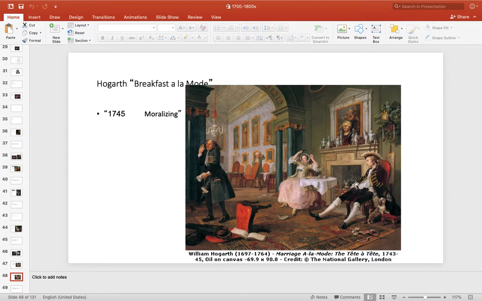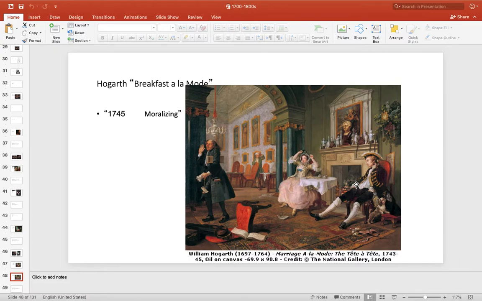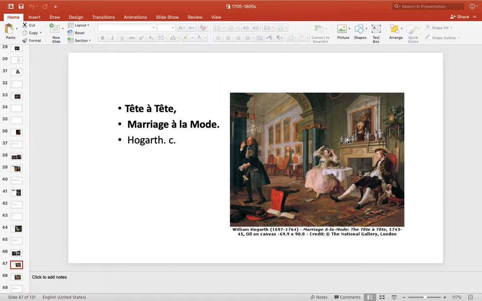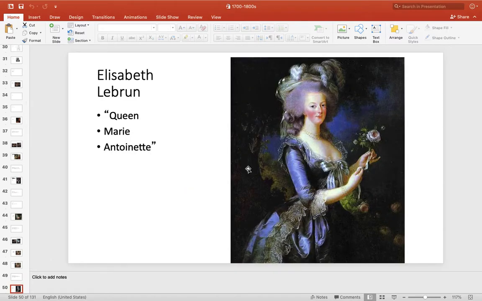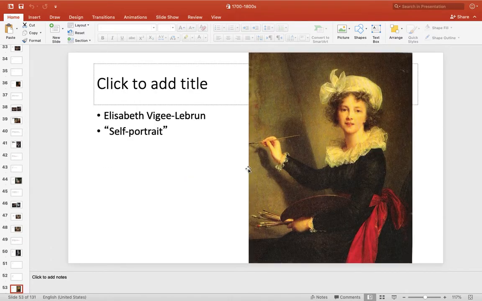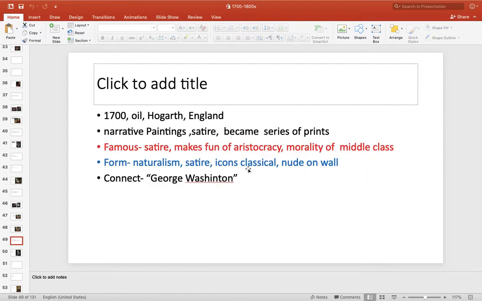Not lazy, rich slackers, but hardworking middle class people. Form, satire. Got some icons of statues here. And connection, I connected to George Washington, who's very different. He's going to be very different than these lazy aristocrats. All right, LeBron is this one here, LeBron's self-portrait. She was famous for painting Queen Marie Antoinette.